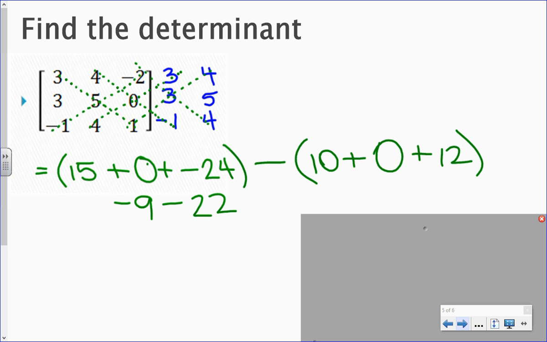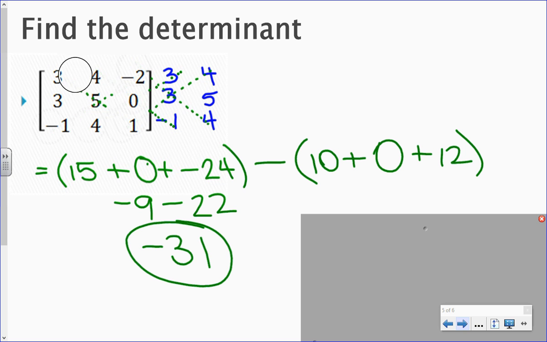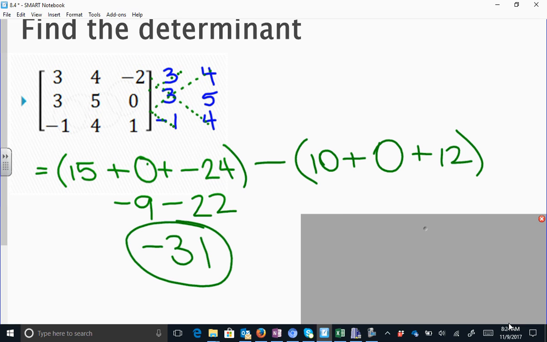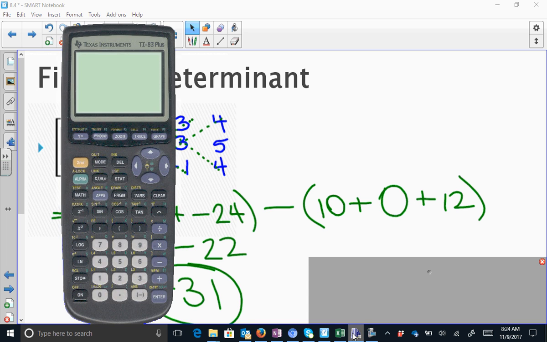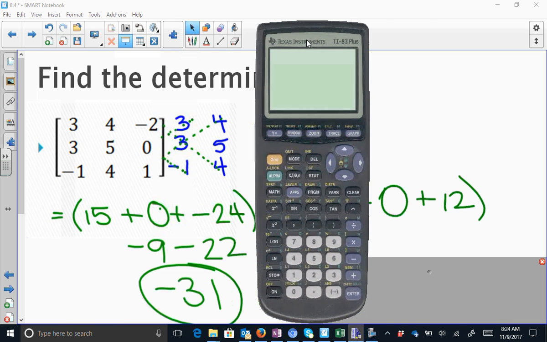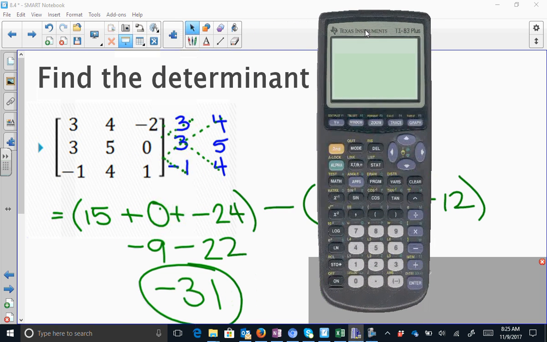So our determinant is negative 31. Thank you. I don't want to have to do all the work up here. Awesome. I'm going to erase all my marks so we can see it. Get out your calculator. Let's go ahead and check our work here.